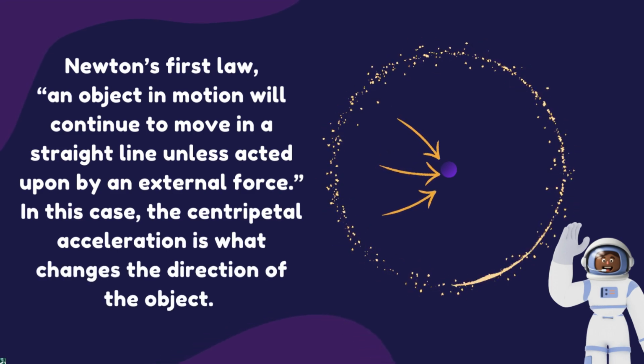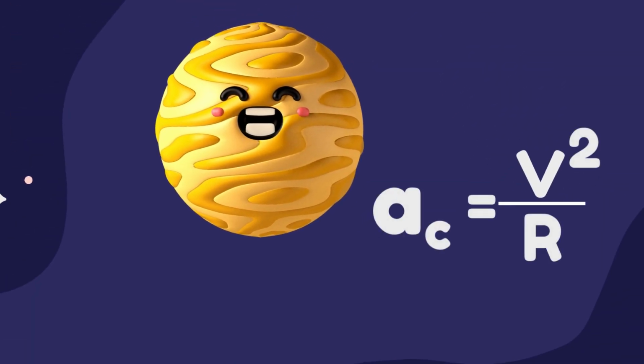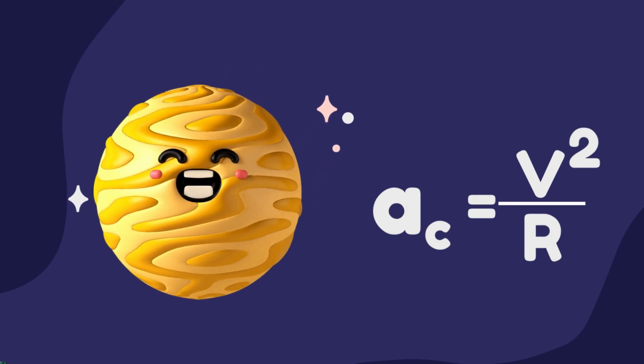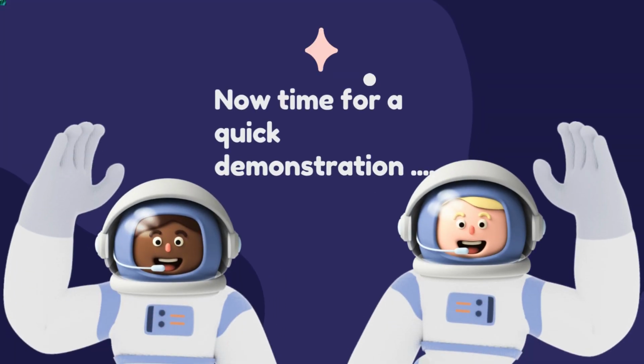Neat. So how do we calculate this? The equation for this is velocity squared all over r, the radius. This may sound familiar, and that's because it's part of the first equation for centripetal force, mv squared over r. Now time for a quick demonstration.